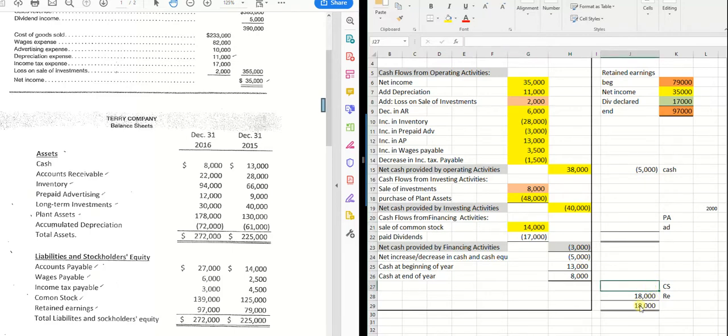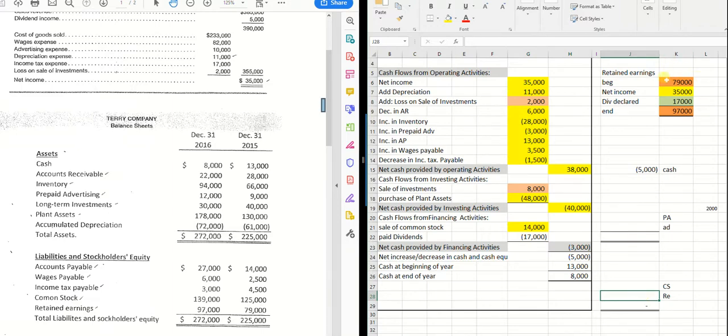The only thing left is I have retained earnings here, but remember, I really want to know the difference is 18, but that difference of 18, I've already put net income in there. So of my $18,000 change, I've adjusted for $35,000. So I need the rest of it, which is a negative 17,000. So 35 minus 17 is the 18,000. So I usually just don't get that.